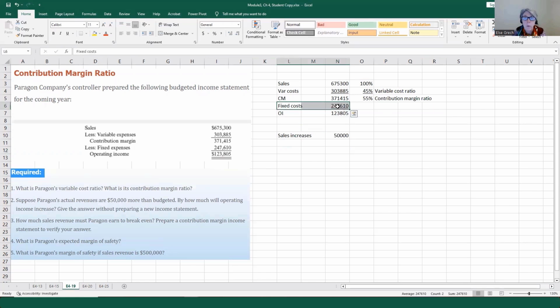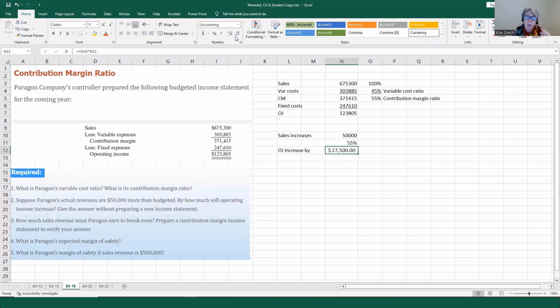Fixed costs are not going to change because fixed costs are fixed within the relevant range. So that means the only thing that's going to happen with regards to this $50,000 is we have to calculate how much of a contribution margin we're going to have. Well, we already know the contribution margin ratio is 55%. So if I take the 50,000 and multiply it by the 55%, I can tell you that the operating income will increase by this amount, $27,500. That's what the operating income is going to increase by, exactly this amount.